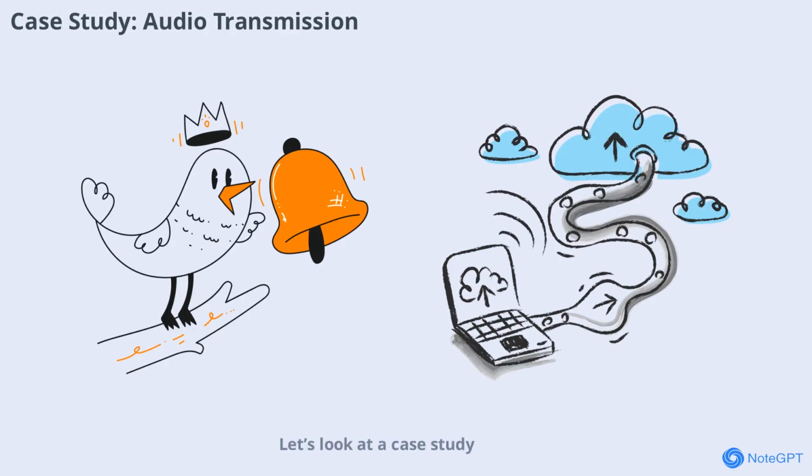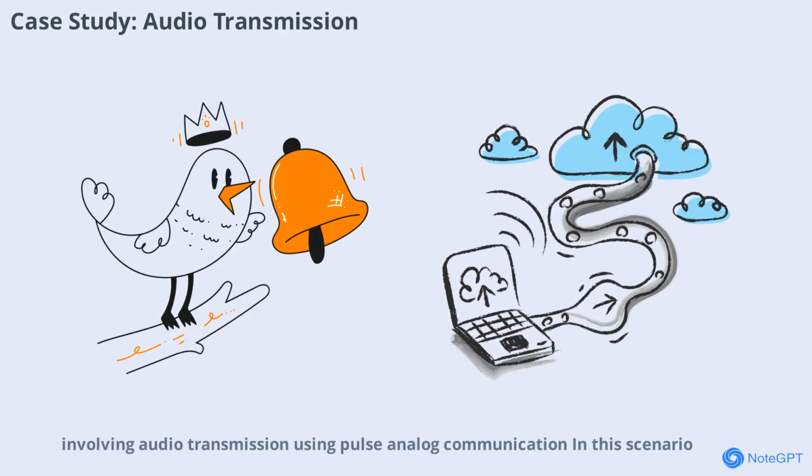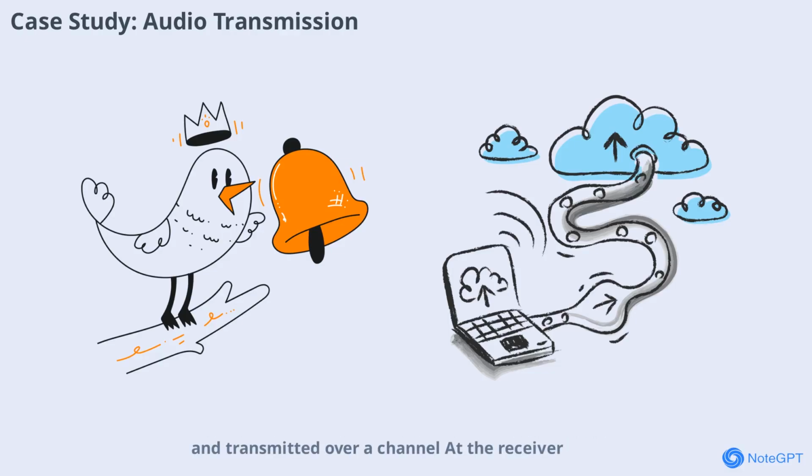Let's look at a case study involving audio transmission using pulse analog communication. In this scenario, the audio signal is sampled, modulated using PAM or PWM, and transmitted over a channel. At the receiver, the signal is demodulated and reconstructed. This process highlights the importance of proper sampling, filtering, and noise management in achieving high-quality audio.